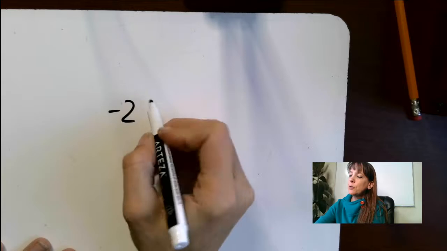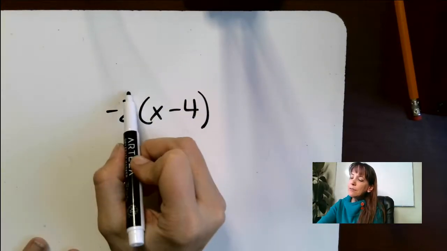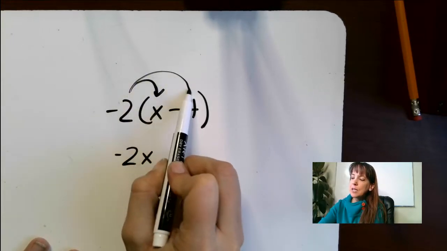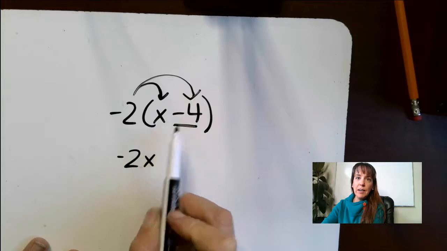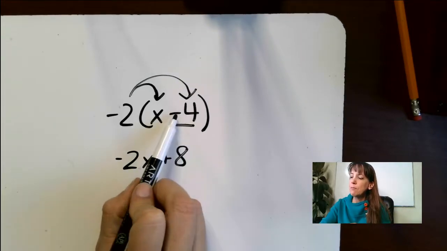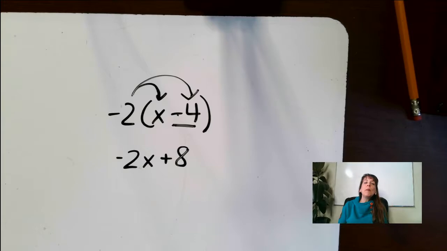Okay, the common mistake that you are going to see with these is negative 2 times the quantity x minus 4. Negative 2 times x is negative 2x. Negative 2 times negative 4 is positive 8. You got to be real careful with your signs. That's the number one mistake I see, is that you just bring this sign down. Oh, it's a minus, let's just bring it down. Don't make that mistake. Be very mindful of your signs.